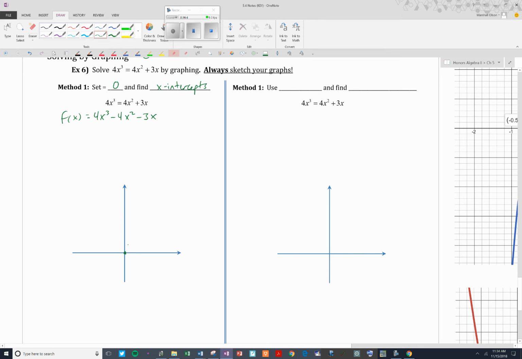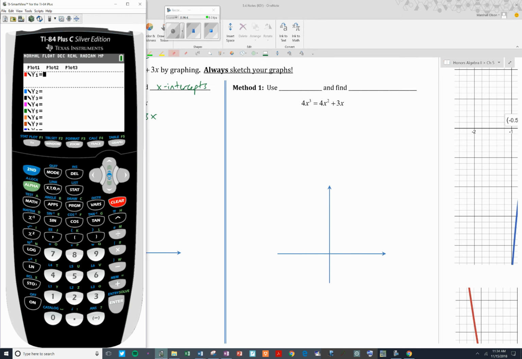So what you're going to do is you're going to go to your graphing calculator, and you're going to type this in, 4x cubed minus 4x squared minus 3x. Get out of that exponent, and then minus 4x squared minus 3x.